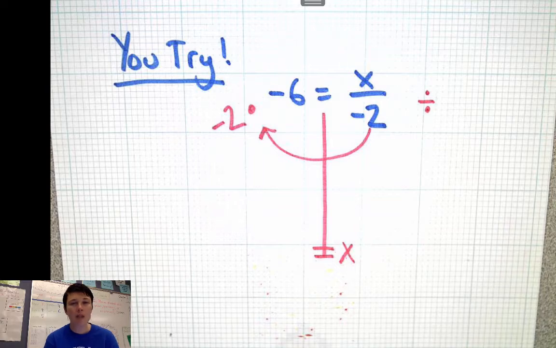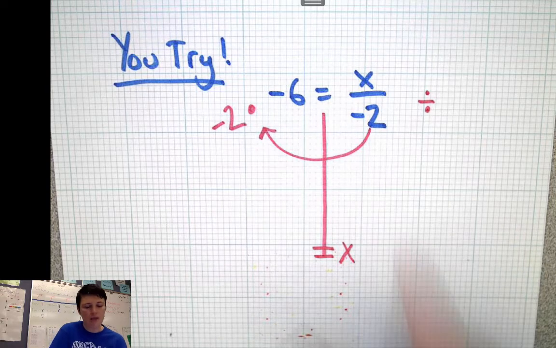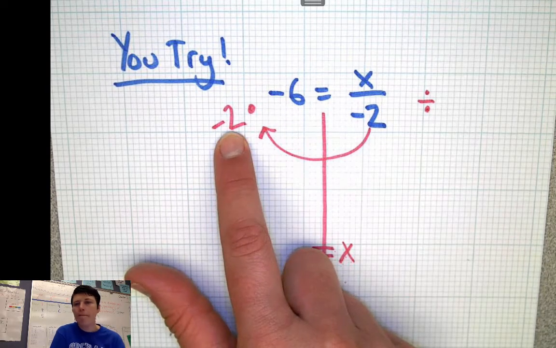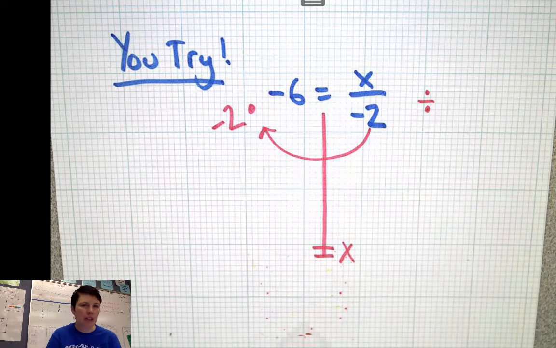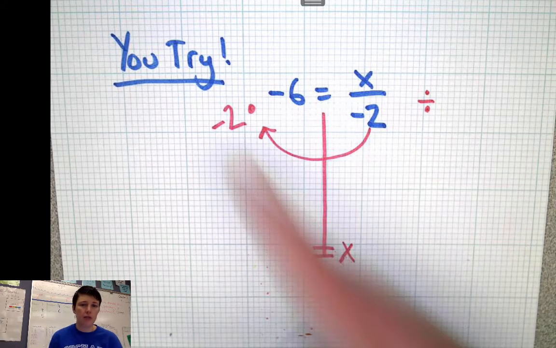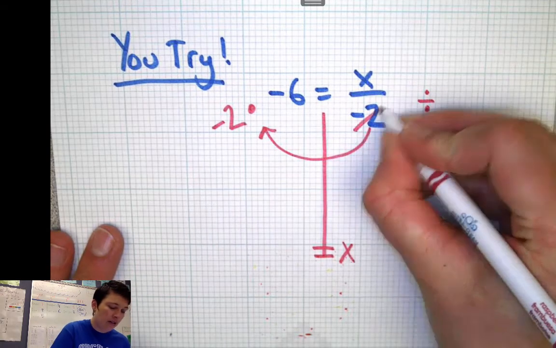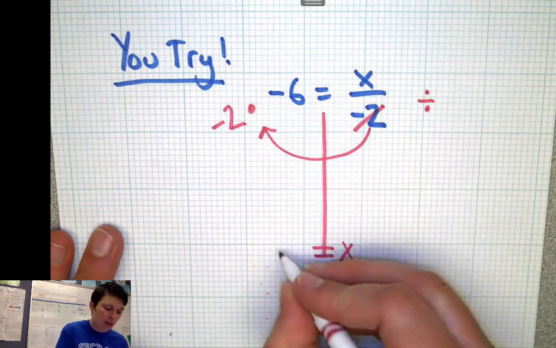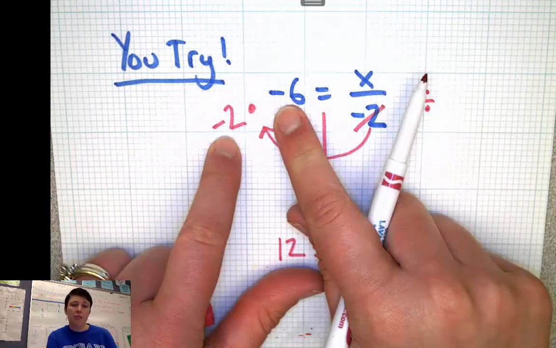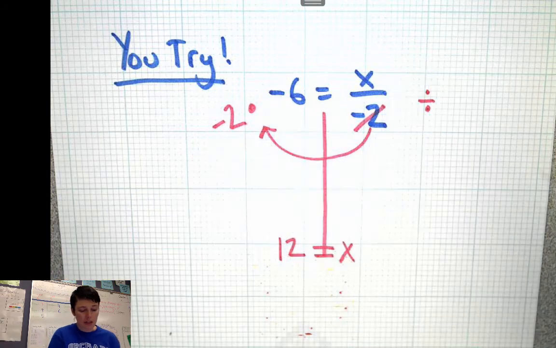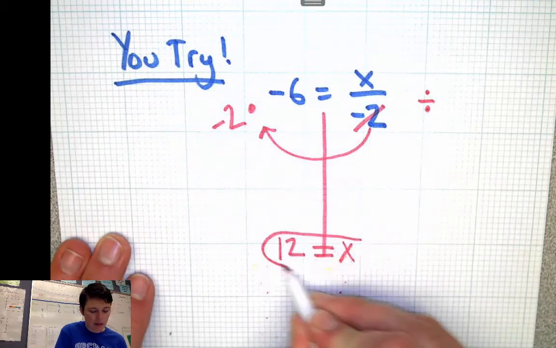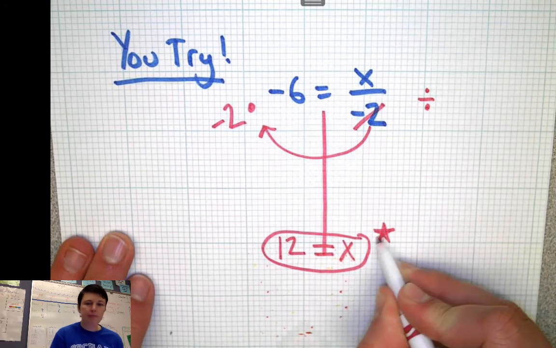A really common mistake on this problem is to take the -2 and change it to a positive. But this is not an adding, subtracting situation. This is a multiplying, dividing situation. I'm not going to change the sign. I'm going to keep it a -2. So I'm going to cross this out. 2 times 6 I know is 12. And a negative times a negative, those match up. That's positive. So x is equal to a positive 12. And I've got my answer.